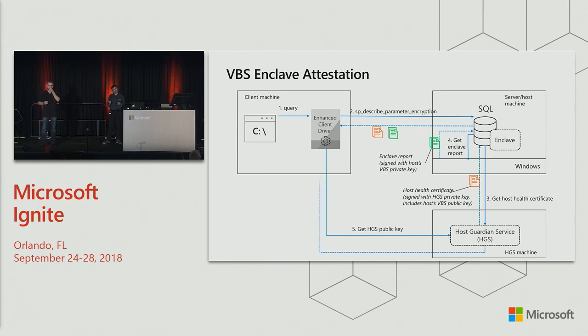So the first thing that the client would do, it would reach out to Host Guardian Service, and this is why we specify this URL now in the connection string and when we interact with the database in SSMS. This is the endpoint of the attestation service that the client driver uses to get the public key of HGS, and it uses then this public key to verify the host health certificate.